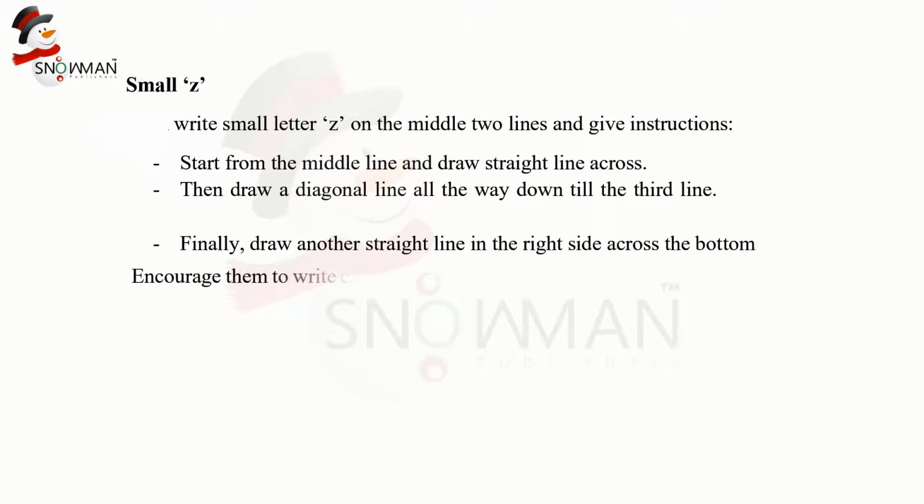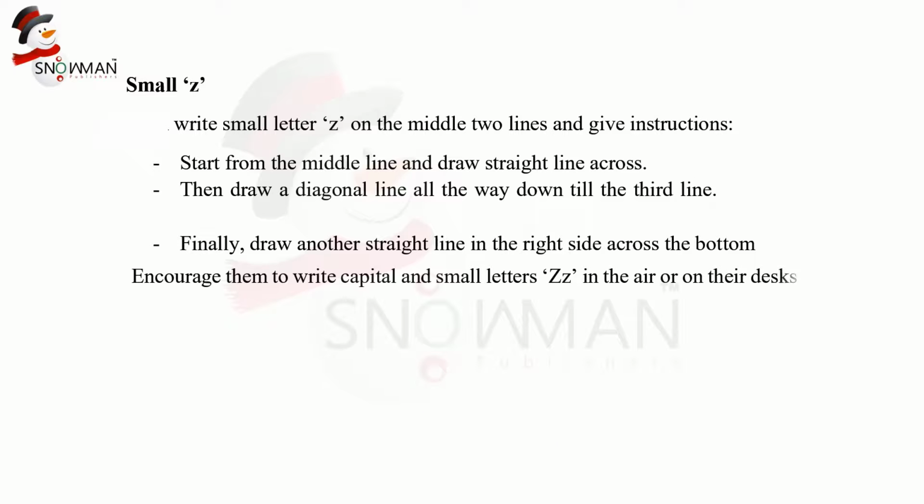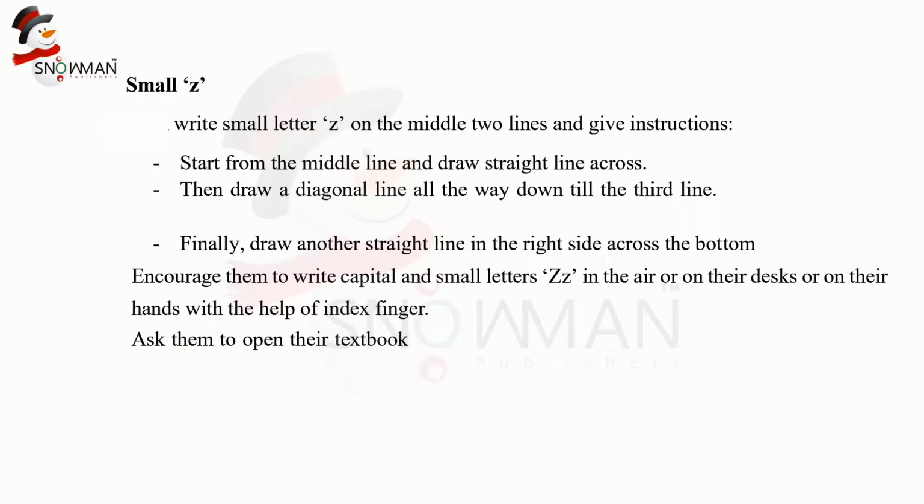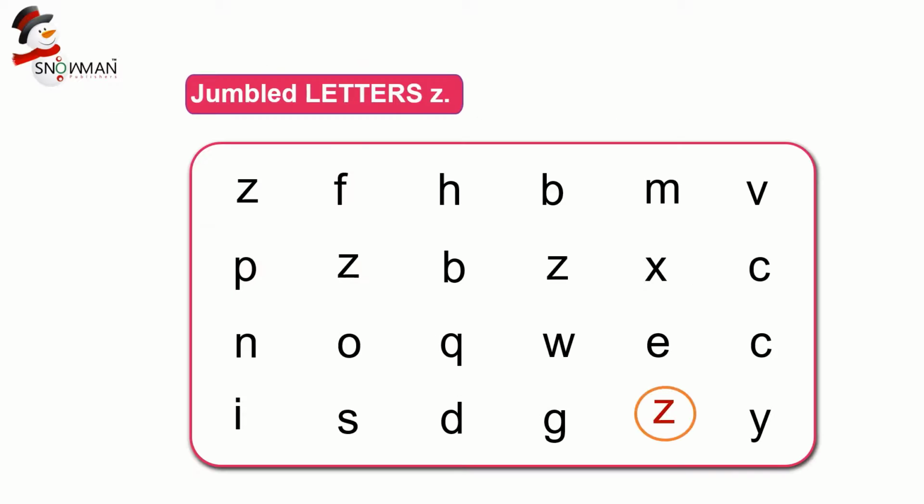Encourage them to write capital and small letters Z in the air, or on their desks, or on their hands with the help of index finger. Ask them to open their textbooks and write capital and small letters Z with the help of dots. Write some jumbled letters on the writing board and ask the children to recognize Z.